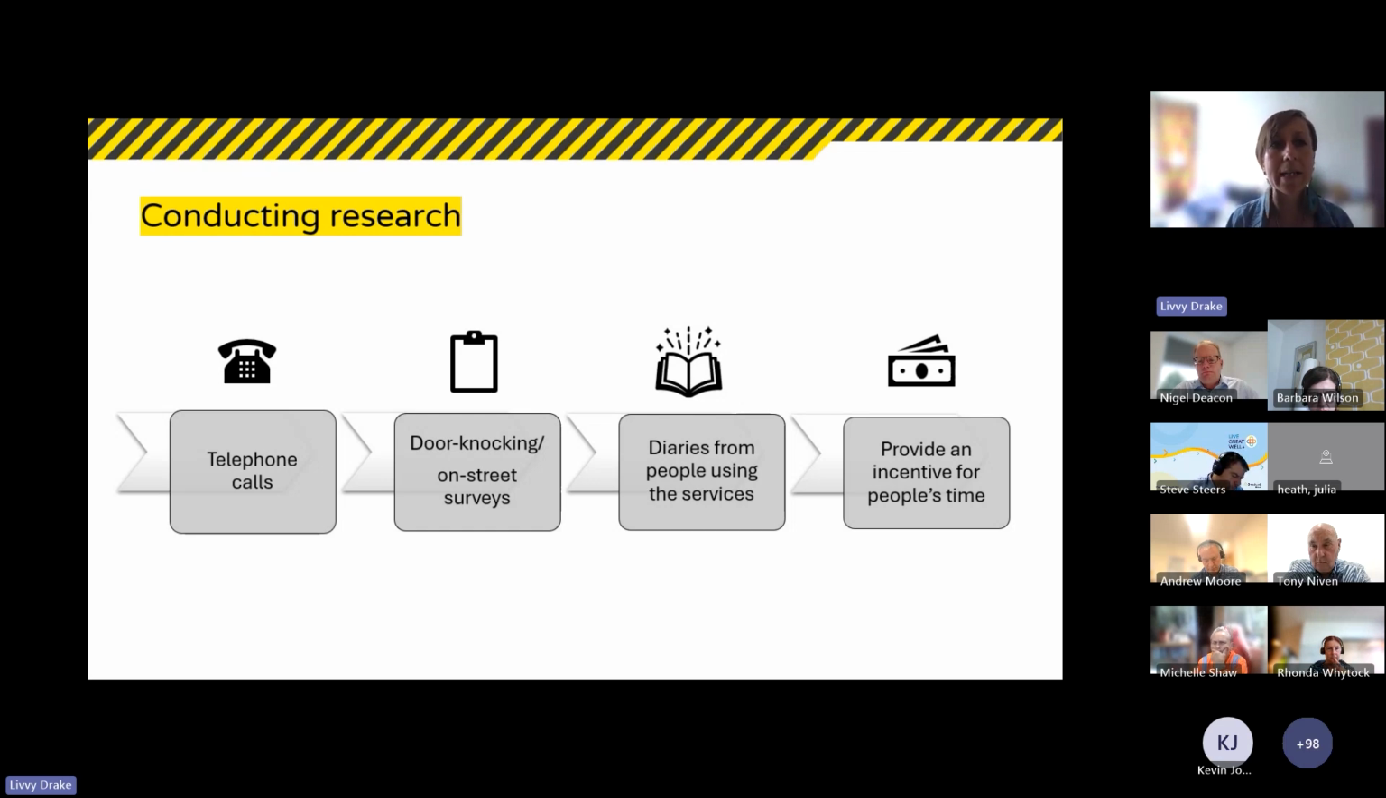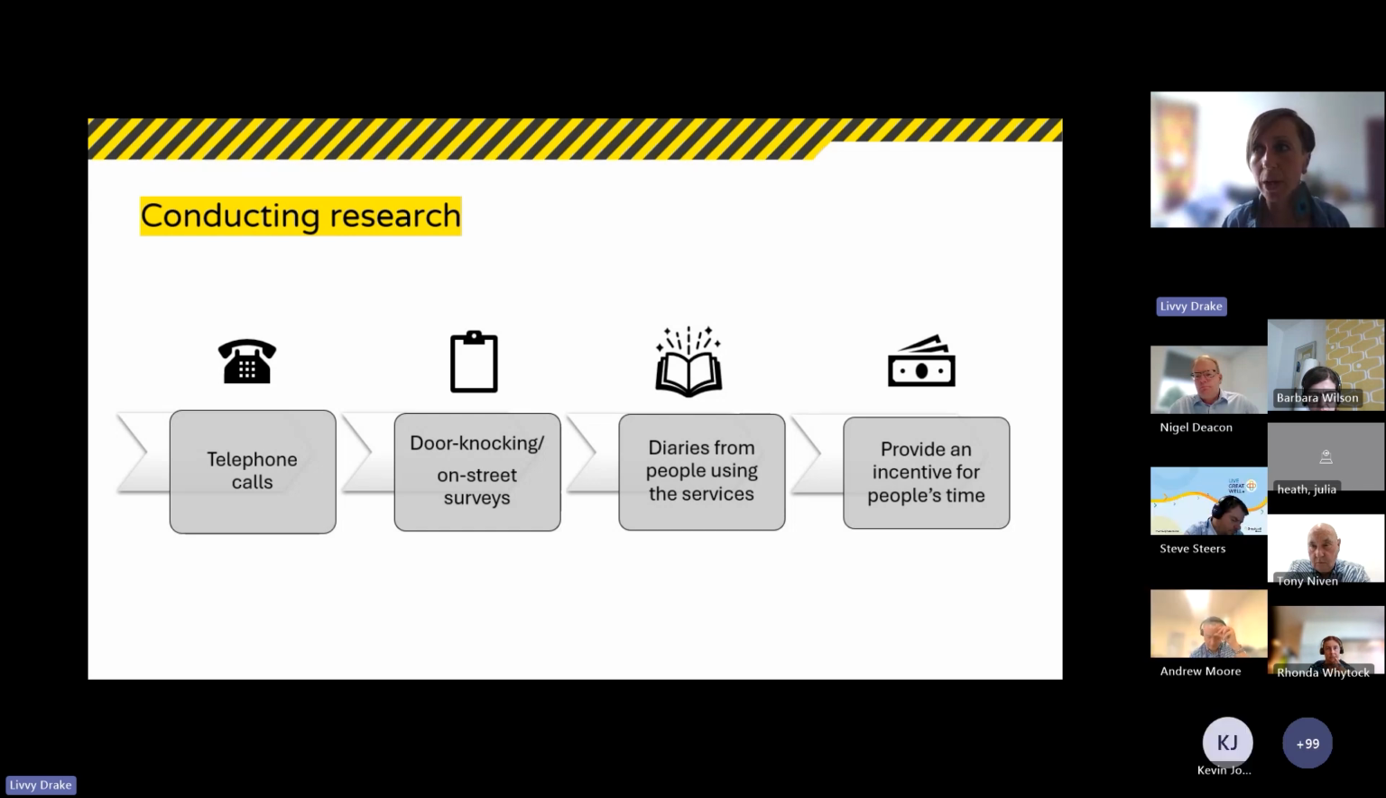To get better understanding around this, you can conduct research. I know finances are always quite tight, but things that we're doing at the moment with the project we're working on with Metro Store, we've been conducting telephone calls with people. We're going to be doing door knocking and on-street surveys. We're going to be asking people to give us diaries from using the new recycling bin systems.